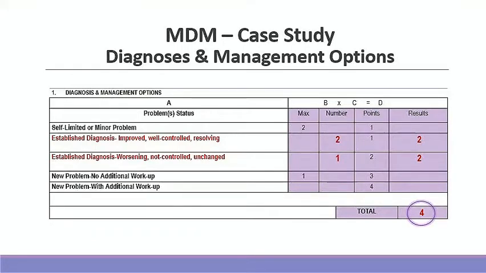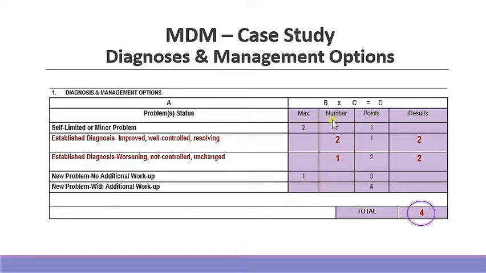In our case study, we had a total of 3 problems that we can count under the diagnosis and management options. 2 problems were controlled, which were the hypertension and diabetes. And there was 1 problem that was unchanged, which was the cholesterol. To calculate the total number of points in this element of MDM, we would enter the total number of problems for each category into the numbers column on this table.